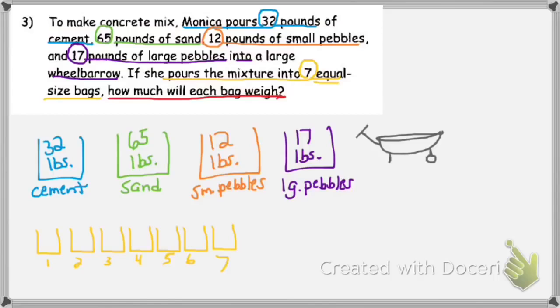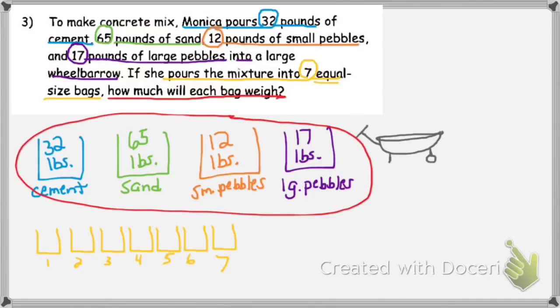Well, I need to know the total that she's pouring in. So to find the total that she puts in the wheelbarrow, I'll circle all of the things that she's putting in, and give myself an arrow to show that that all goes into the wheelbarrow. How much will the stuff that's in the wheelbarrow weigh? Well, let's add it together. 32 plus 65 plus 12 plus 17 will give me the total weight.